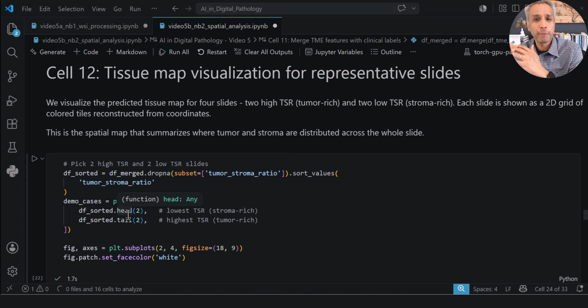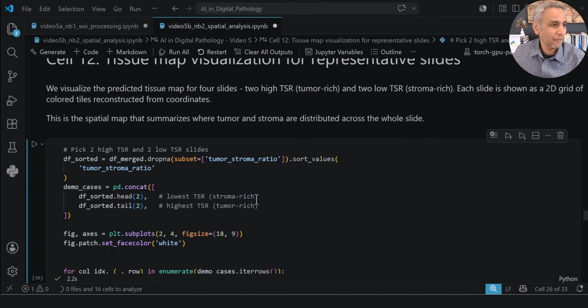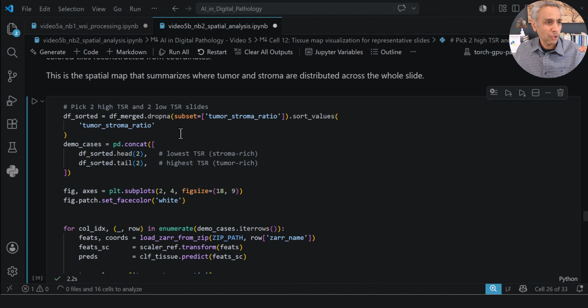And we reconstruct the spatial map using coordinate rank ordering. Okay, and let's go ahead and do that. The rank ordering fix is worth understanding. The raw coordinates at 40x have a stride of about 2000 pixels, 2013.